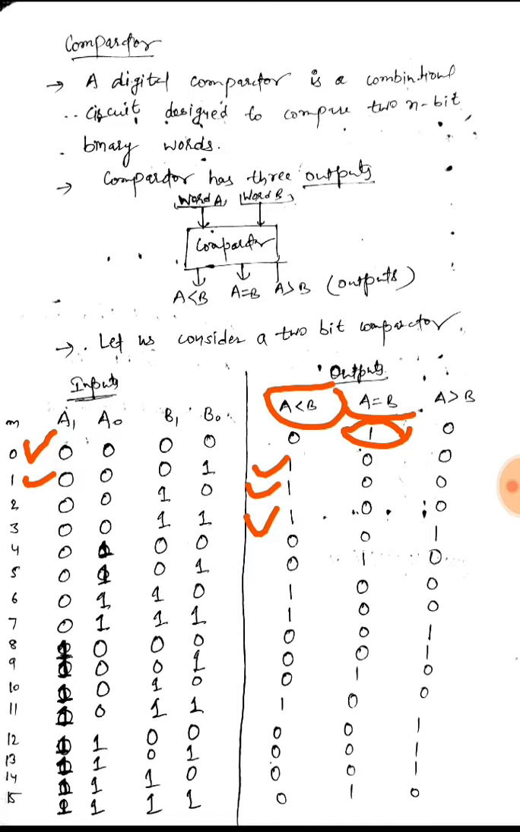Now in the fifth case, A is 0 1 and B is 0 0, so A is greater than B, in the fourth minterm or the fifth term. So for this I would have output 0 0 and A greater than B would be 1. Similarly I can write for all the combinations, like in the 14th minterm when A is 1 1 and B is 1 0, A is greater than B, so I would have high in A greater than B and 0 in the other two cases.